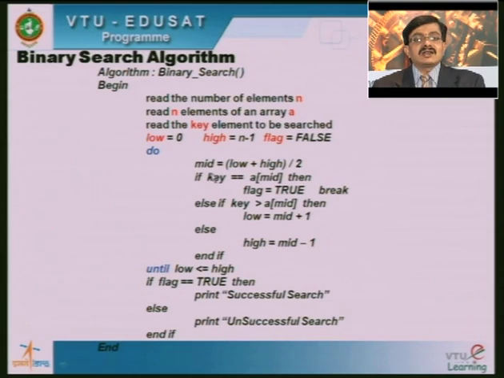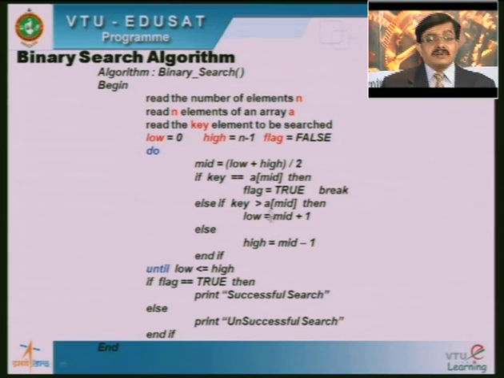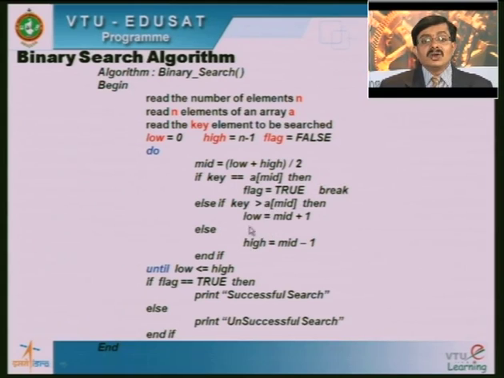Initially I compute the mid value. Mid is equal to low plus high by 2. Then if key is equal to a of mid, my conclusion is flag is equal to true, break. The key is found, so I should come out of the loop. If key is greater than a of mid, just imagine we are going to the right half of the array. So we are supposed to go to the right when the key value is greater than a of mid. Whenever we are going to the right, low has to be incremented as mid plus 1, and whenever you are going to the left, high has to be decremented, so high is equal to mid minus 1.